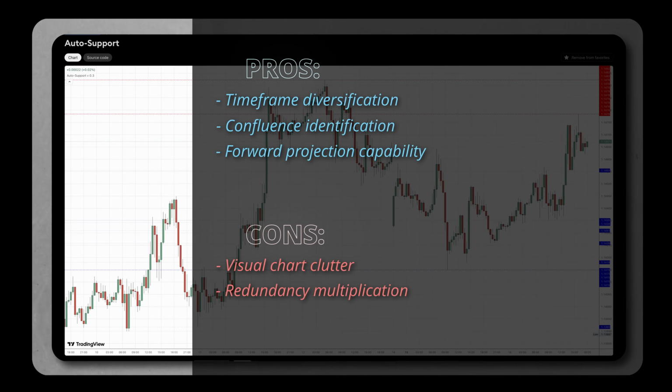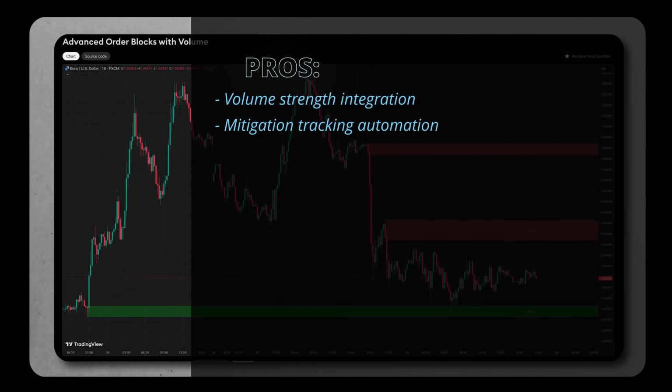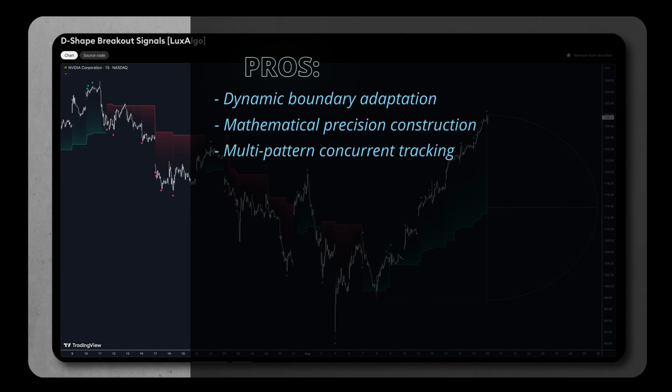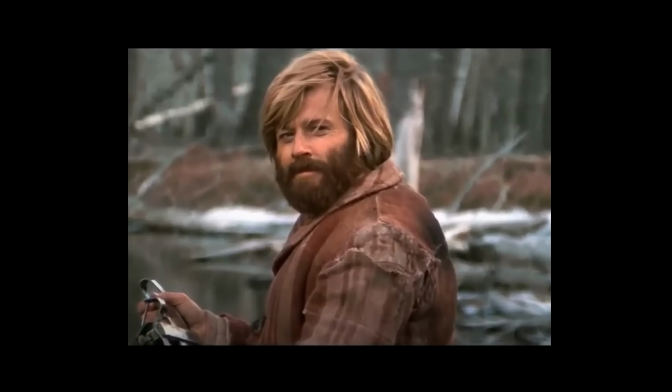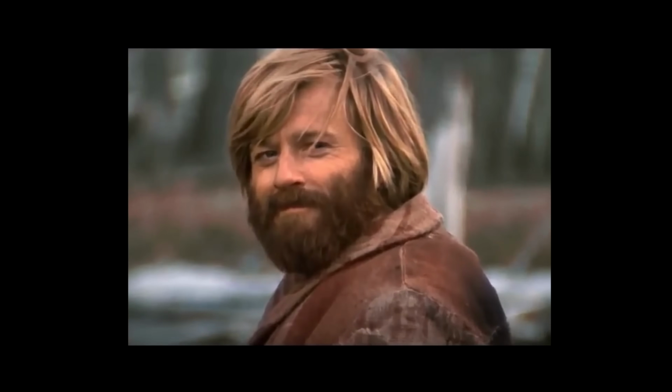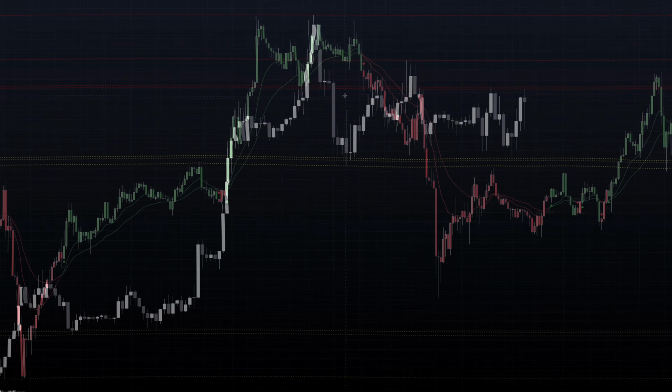Our rankings remain objective. Every indicator faces identical evaluation standards. While some scores may surprise you, they reflect measurable qualities rather than personal preference. Remember, even lower-scored indicators can be valuable in the right trading context. We'll start with the lowest-scored indicator and work up.